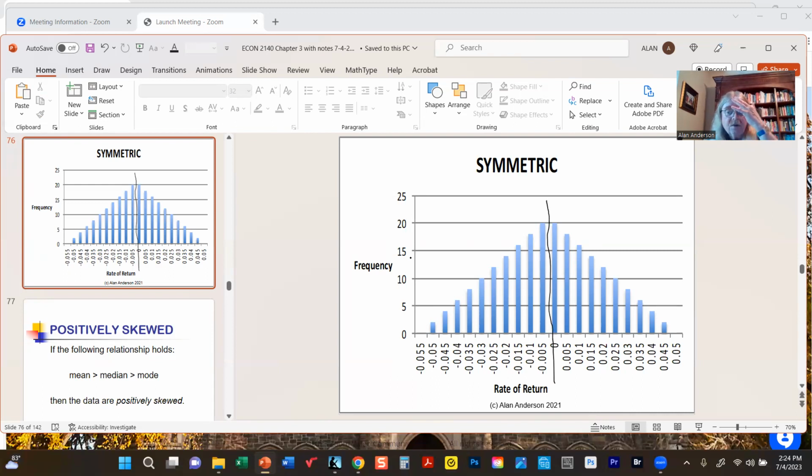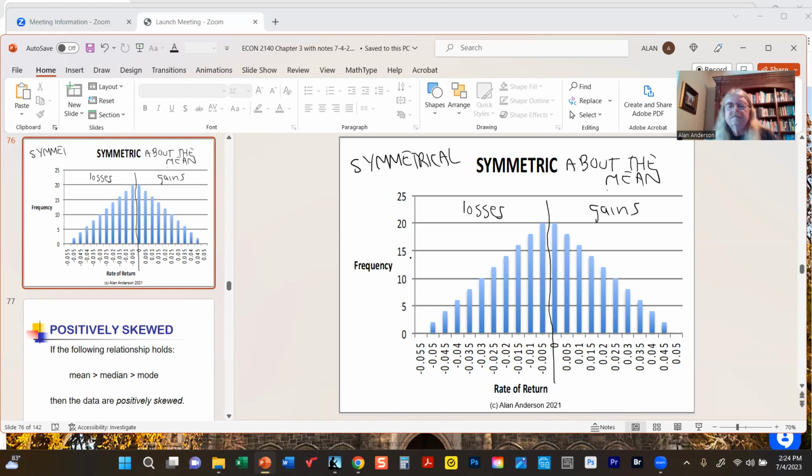So you can see there's a perfect balance between losses and gains. In other words, the two sides are mirror images of each other. And this is what we mean by symmetric. We can think of this as symmetric about the mean. Or sometimes we can just describe it as being symmetrical. And this will be the case when the mean, the median, and the mode are all equal to each other.